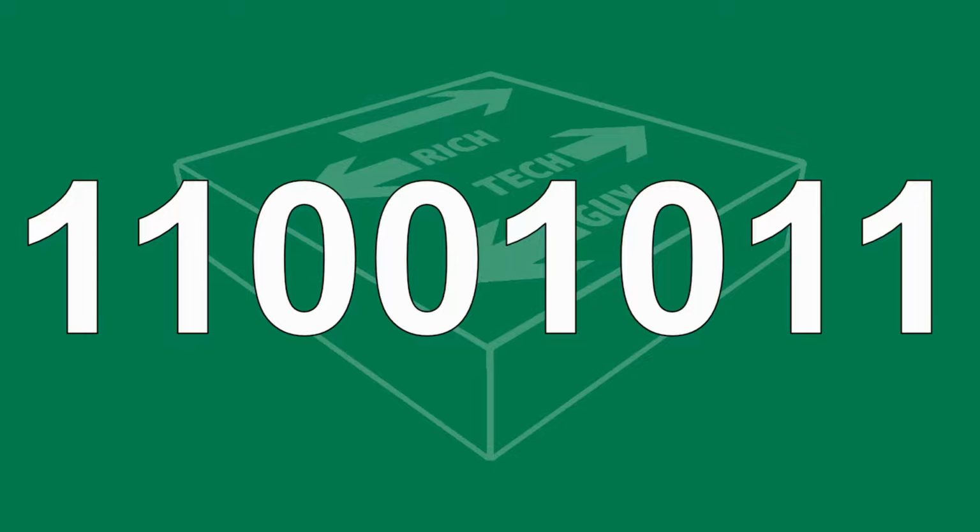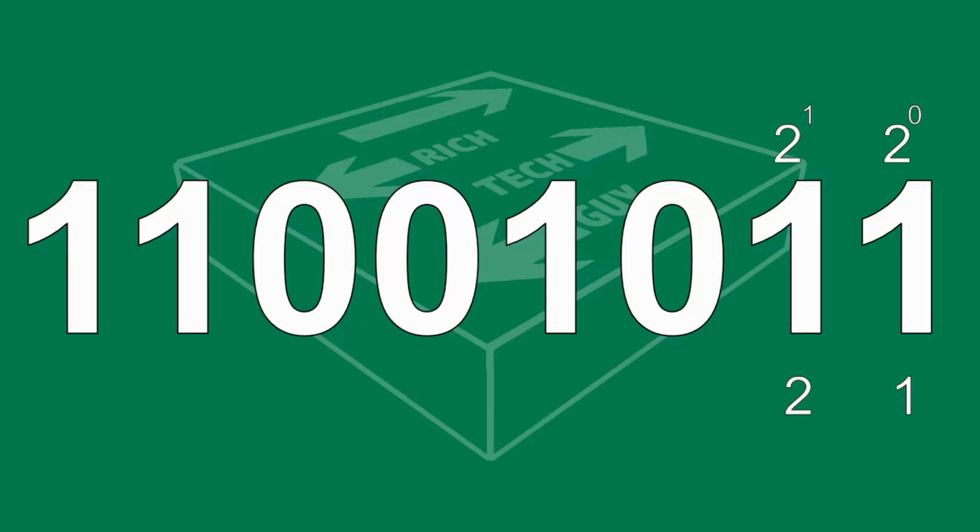So in this example, we have 11001011. So what we are going to do is we are only going to look at the digits that are ones. That is what we're going to add up. Okay, so starting on the rightmost side, we have 2 to the power of 0, which is 1. The next digit with a 1 is 2 to the power of 1, which is 2.